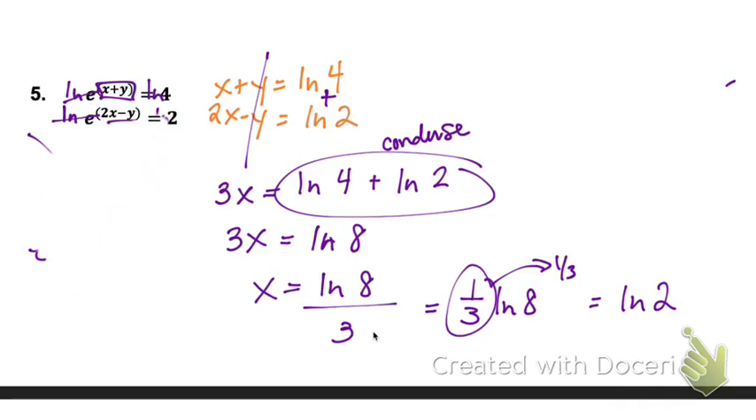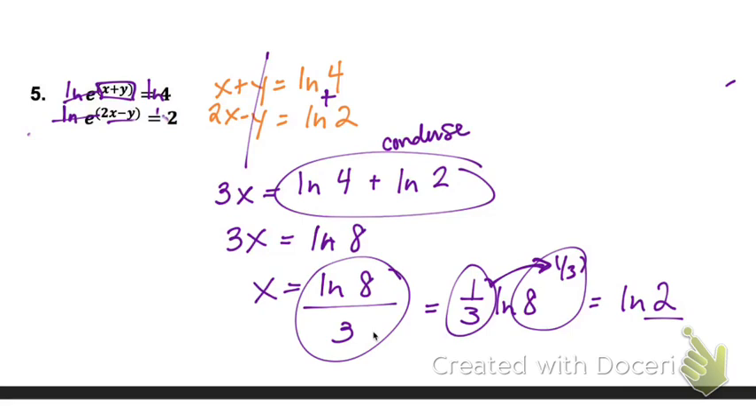So the question was, how do I know that this can go any further? If you're condensing and you have a coefficient in front, the way to condense it is by bringing it to the top and it becoming a power. So dividing by 3 is the same as multiplying by 1/3, or raising it to the 1/3 power. So I rewrote it as 1/3 ln of 8, which is like raising 8 to the 1/3 power, which then becomes 2.